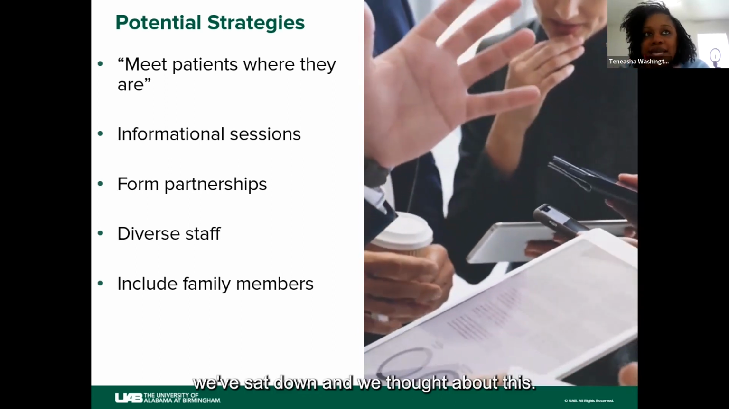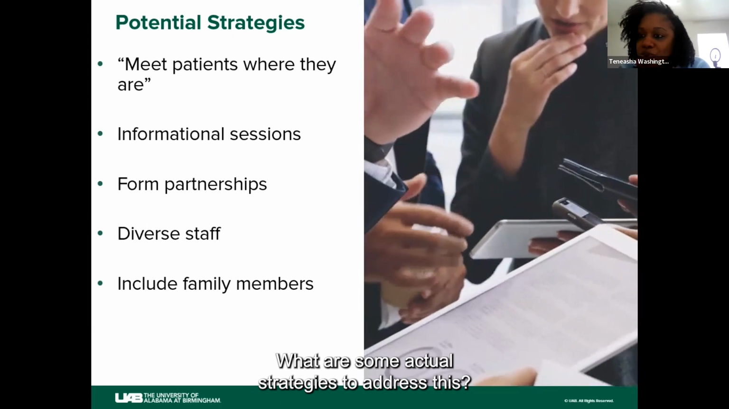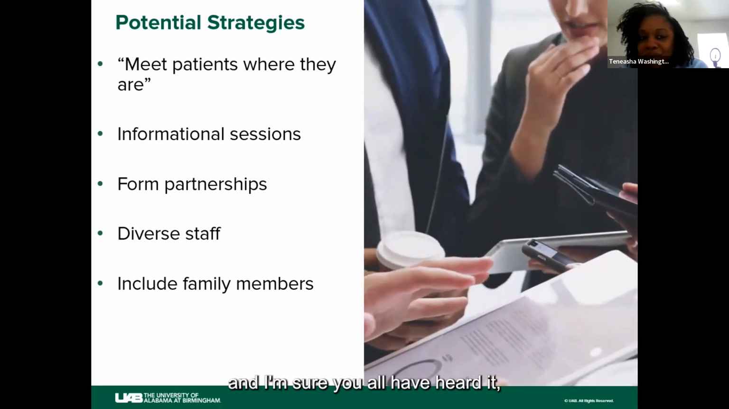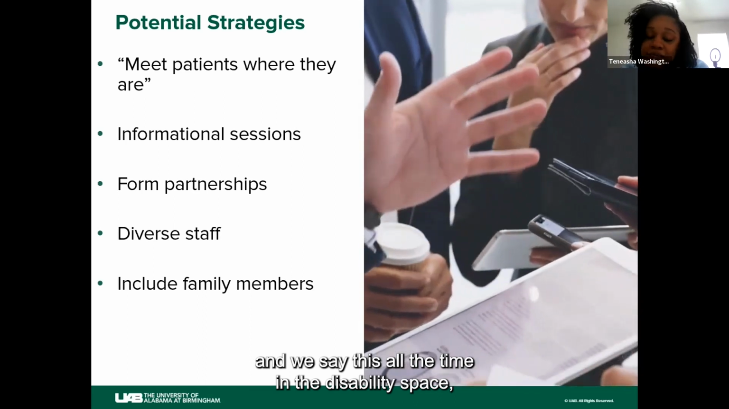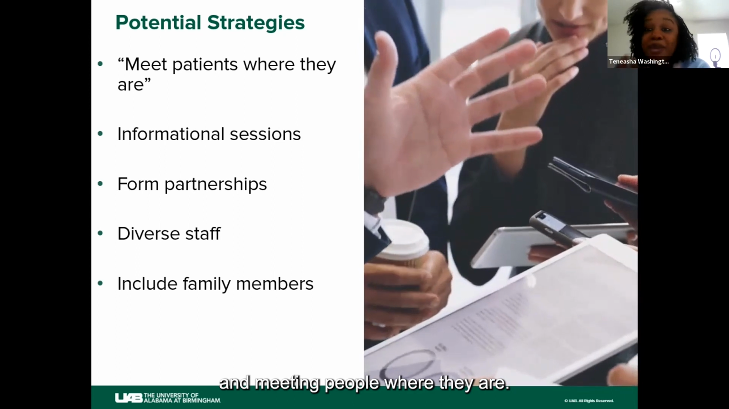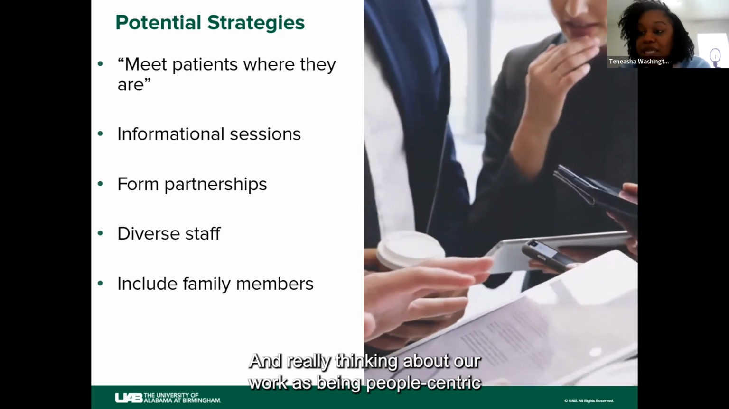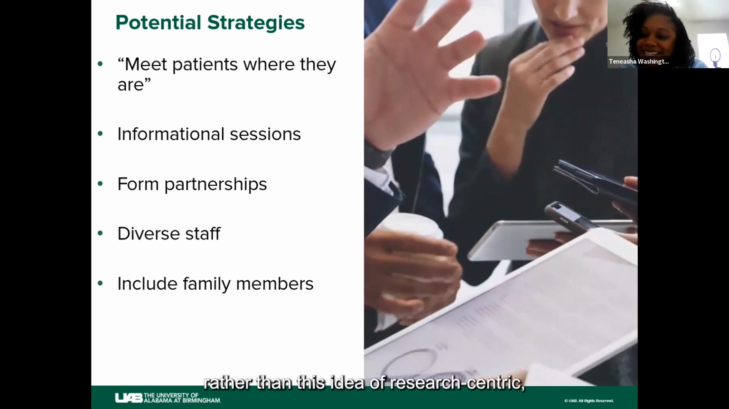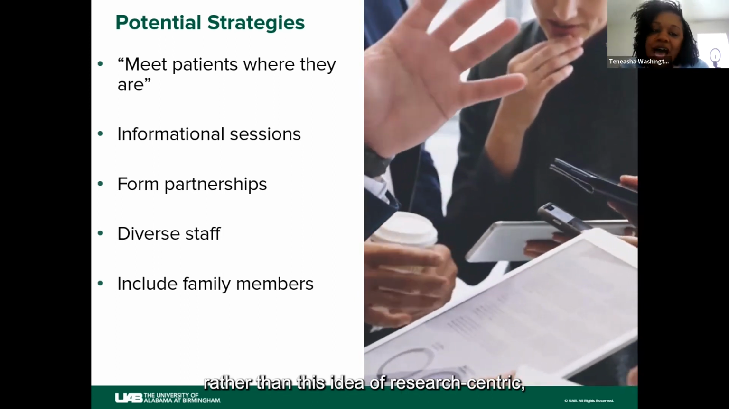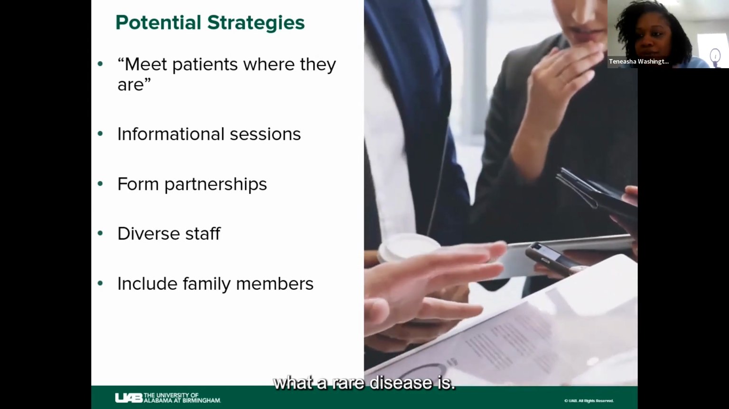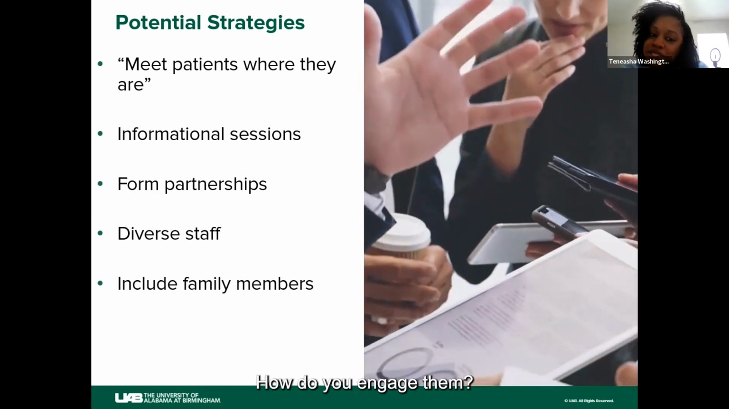So, we sat down and we thought about this. What are some actual strategies to address this? And one of the things, and I'm sure you all have heard it, and we say this all the time in the disability space, is meeting patients where they are and meeting people where they are, and really thinking about our work as being people-centric rather than research-centric. Offering informational sessions for people that are saying they are not aware of what a rare disease is. How do you engage them?